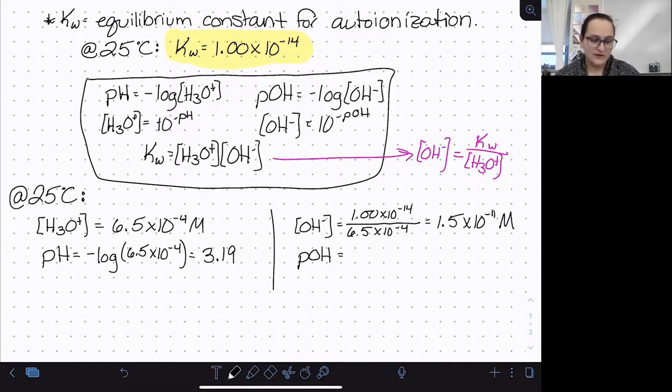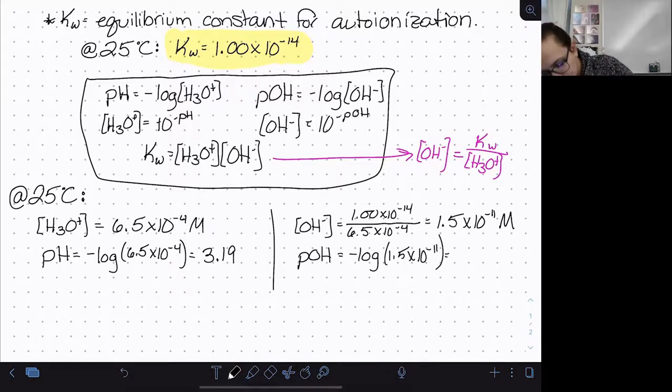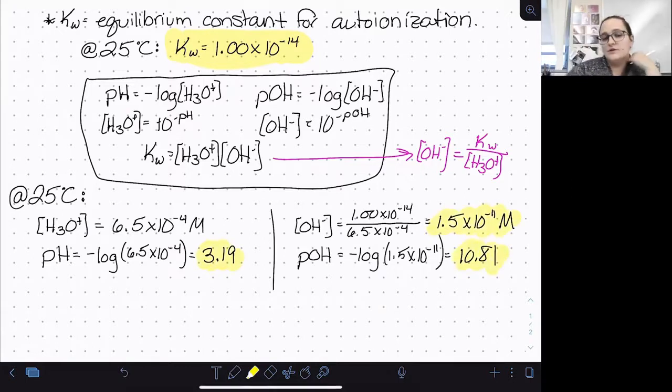And from there, if we want to calculate our pOH, we just need to take the negative log of that value, which is 10.81. So once we know just one of these quantities, so we started out with just the hydronium concentration given, we can figure out everything else.